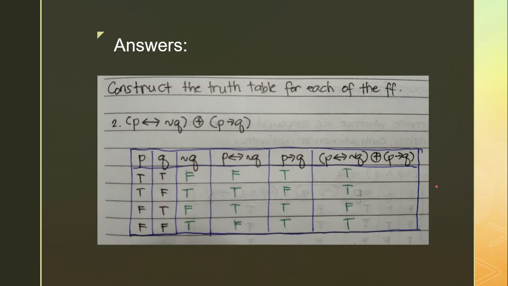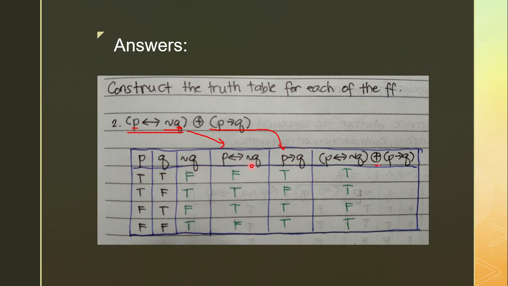So we will just create a table for number 2. That's one. We have exclusive OR. Since we only have 2 atomic variables, we'll have 4 combinations. Then we'll get the negation of Q. Then this statement here, and then the statement here, since they are inside a parenthesis. And the last one is this one. So we have these values, no? And just go on with this.